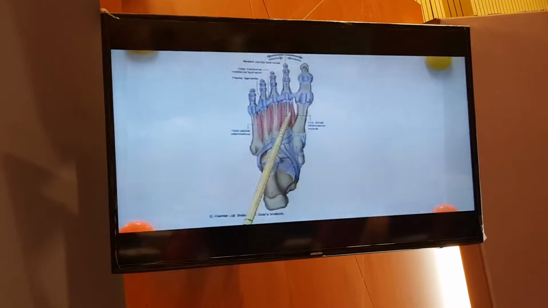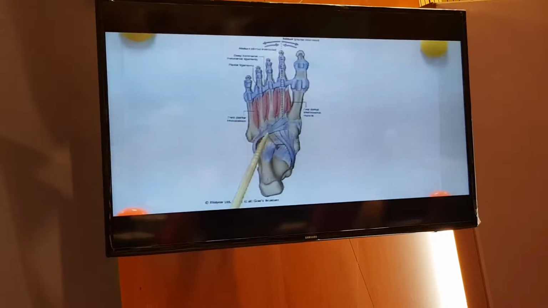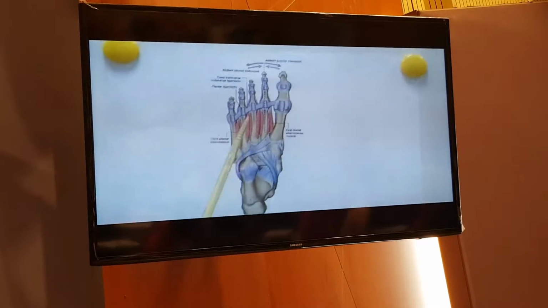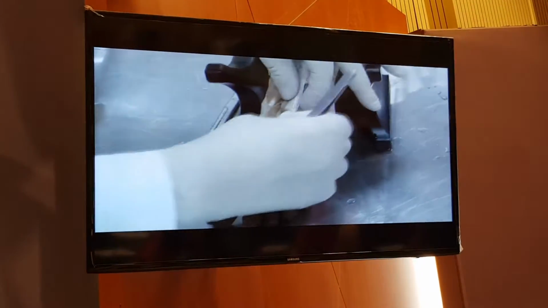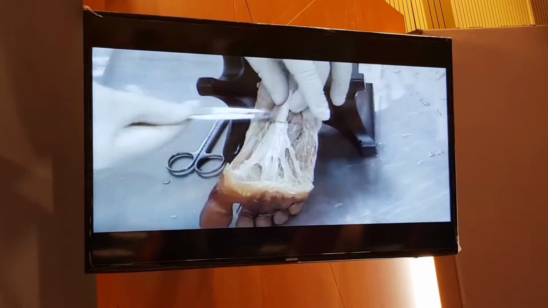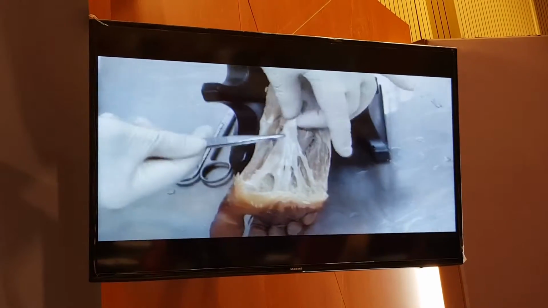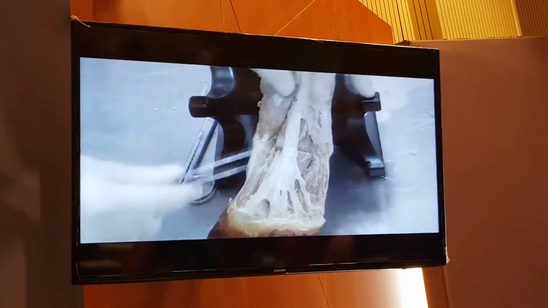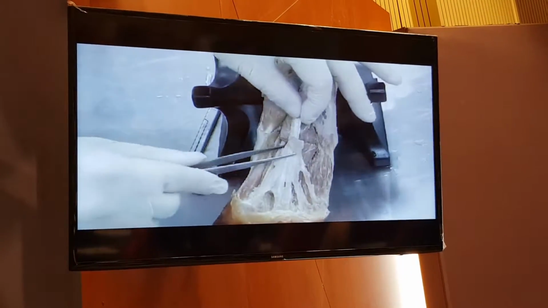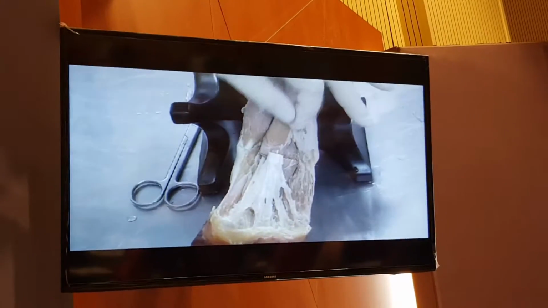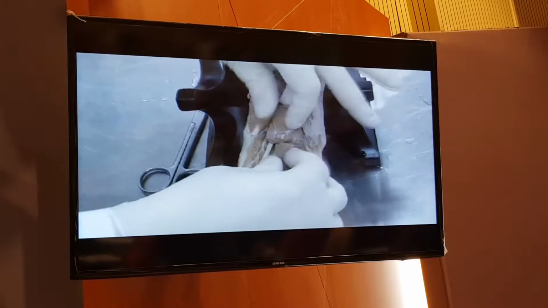So you know that there are four layers of muscles and tendons deep to the plantar aponeurosis. This is the plantar aponeurosis. It will divide into four separate tendons like that. Now, if you remove this one, you will see the first layer of the muscle.